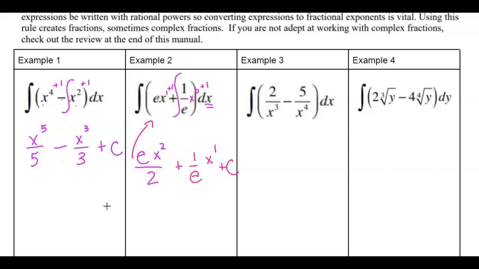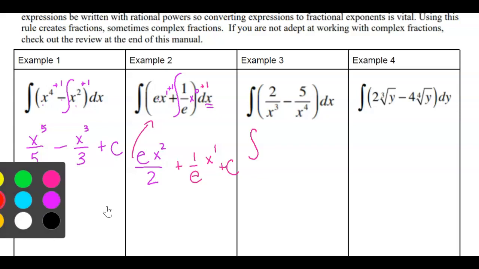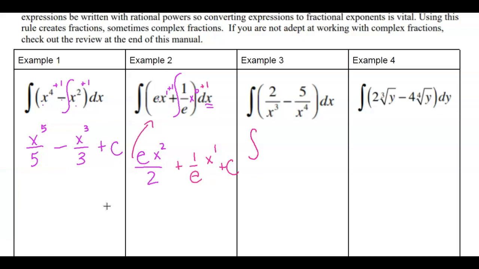Okay. Now, we don't have a quotient rule yet for integrals, so I need to rewrite this. When you rewrite something, keep your integral to tell yourself that you have not done the integral yet. The 2 is going to stay, and I'm going to write this as x to the negative 3 minus 5, and then x to the negative 4, and then dx as a notation.